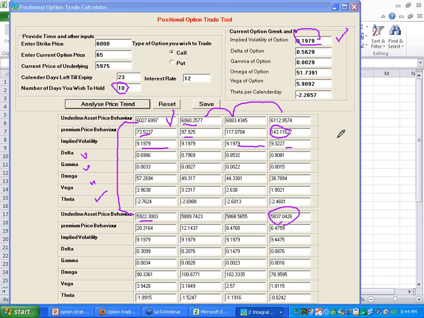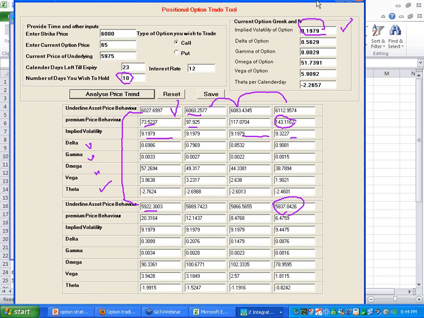So this tool will help you in making delta neutral. Delta neutral means you can reduce the delta to a comfort level. This can help you in making vega neutral, theta neutral. Many neutral strategies you can form by using this tool. So this is a very advanced tool.